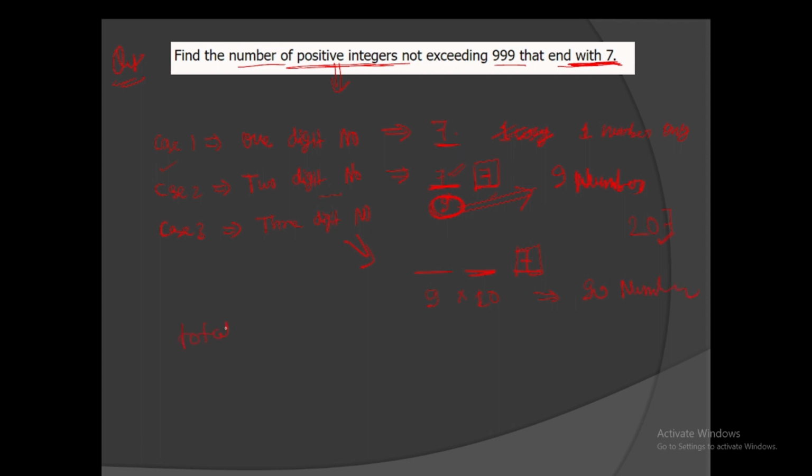Totaling all, how many numbers will there be? Adding all these cases, because all these cases are complete in themselves and all satisfy the condition that the number should end with 7, right? So adding all the cases, we get 1 plus 9 plus 90, which is 100. This was method 1 to solve this question.